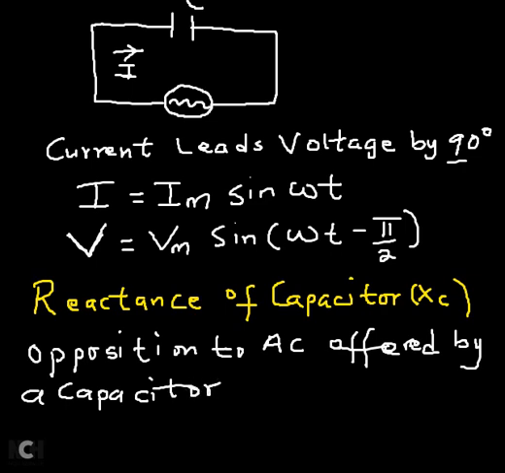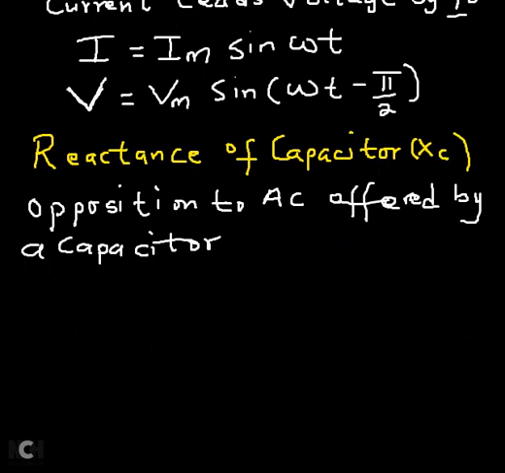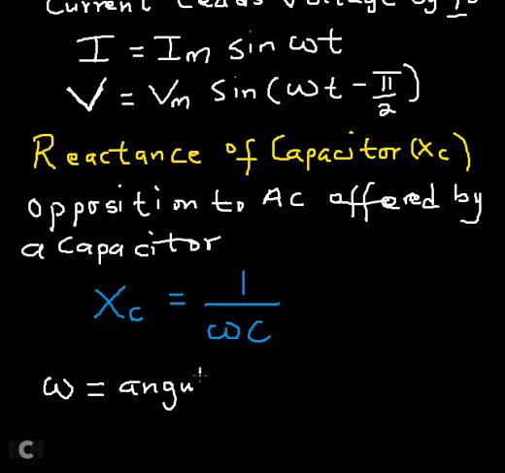Okay, so now we are going to establish an expression for it. Capacitive reactance XC is given by the formula 1 all over omega C. The opposition to the flow of alternating current by a capacitor is given as 1 all over omega C. Of course, you know what omega represents. In wave or circular motion, this symbol omega is the angular frequency of the alternating current.